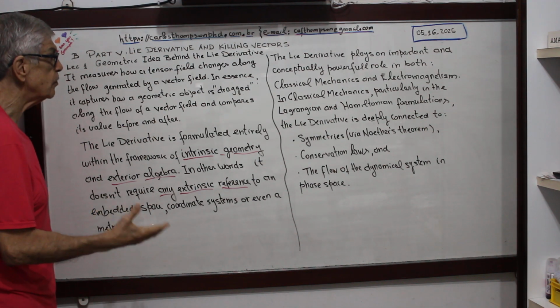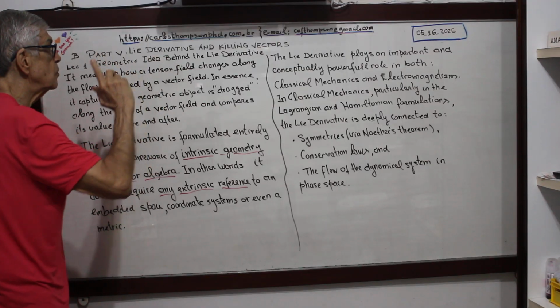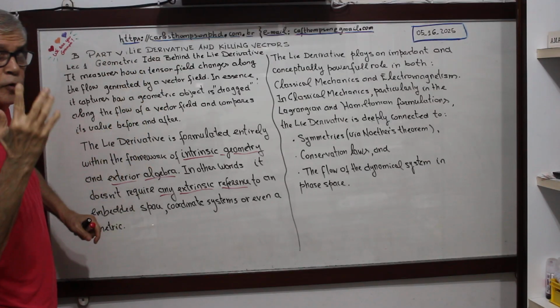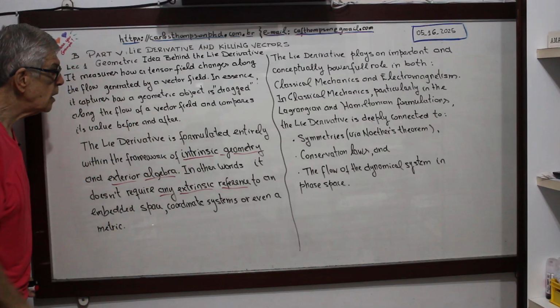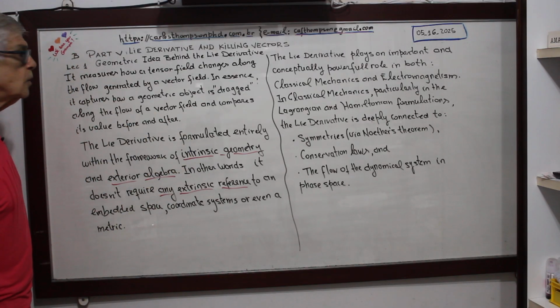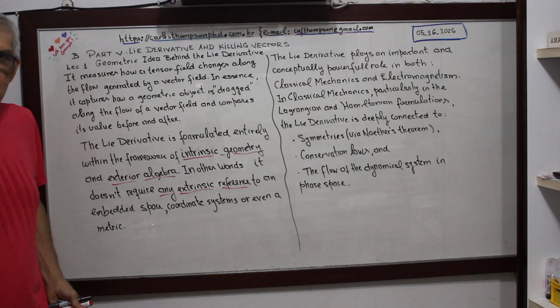Next, we'll derive in detail the Lie derivative, and after that the Killing vectors. That's a little introduction to the geometric idea behind the Lie derivative.